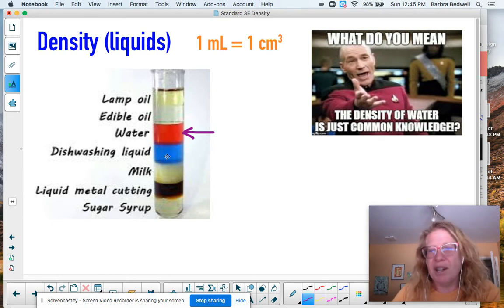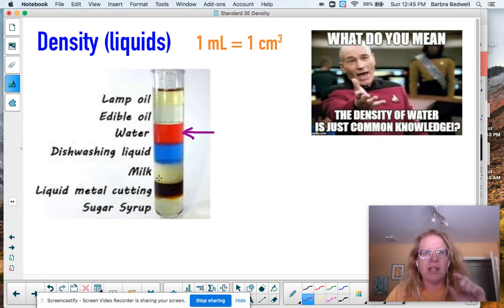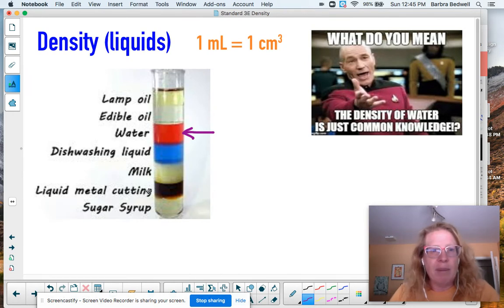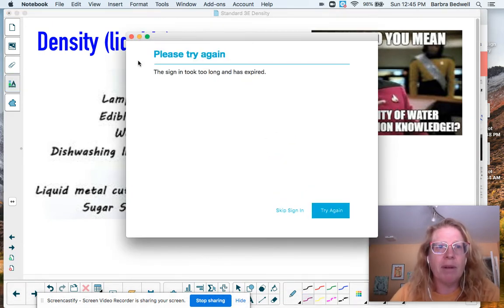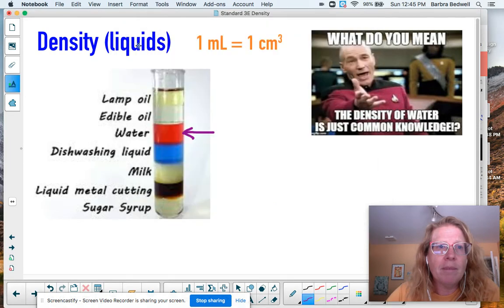So dish soap, whatever it is, kind of sinks. Milk will definitely sink. You have to pour it in there really gently so it doesn't mix with the water. Then there's liquid metal, this is a cutting oil. And then a really dense sugar syrup, this is like Karo syrup, as opposed to oils, which don't mix and then they float on top. Oh, you go away. Sorry about that. But these two will just float up on top.